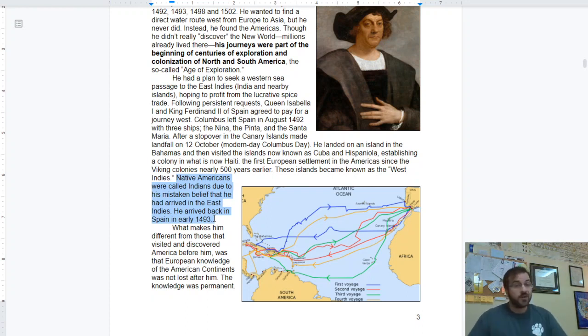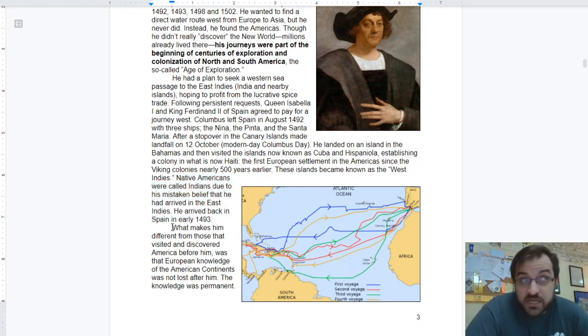So everybody back in Europe goes, wait, you called them what? Well, pretty soon they had to figure, okay, maybe it's not India. But they were used to calling them Indians by that point. So you have the East Indies and the West Indies. When you're talking about the West Indies, you're actually talking about land that's close by to North and South America.